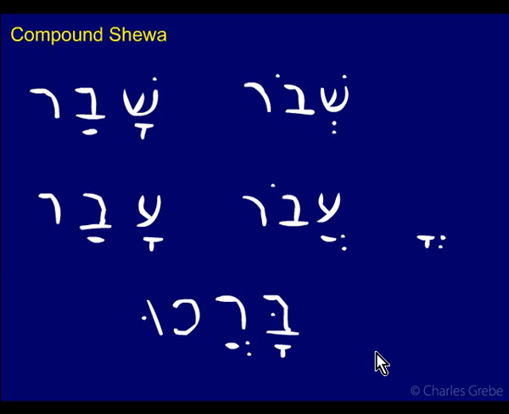So in summary here, really what we're saying is that gutturals are the ones that tend to take these composite Shewas instead of the simple vocal Shewa. And they will take one that corresponds to a vowel in its family. So A vowels will take this, and O vowels will take this, and I and E vowels will tend to take this. But it'll be a composite Shewa in any case.